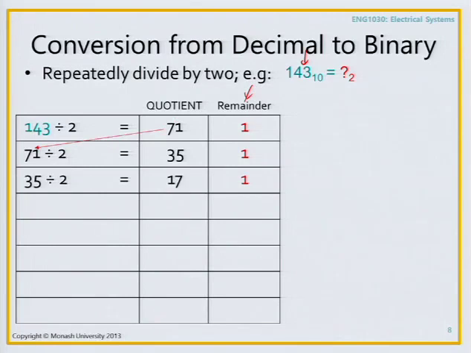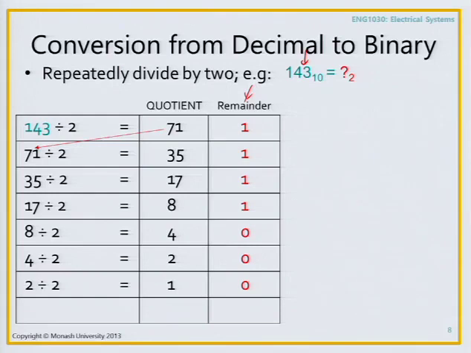So you take 35 divided by 2, and you get 17 with remainder 1. Getting a lot of remainder 1s here. 17 divided by 2 gives us 8, because 2 times 8 is 16, with the remainder 1. 8 divided by 2 gives us 4 with the remainder 0. Okay? So now what? Do it again. 4 divided by 2 gives us 2 with the remainder 0. 2 divided by 2 gives us 1 with remainder 0.